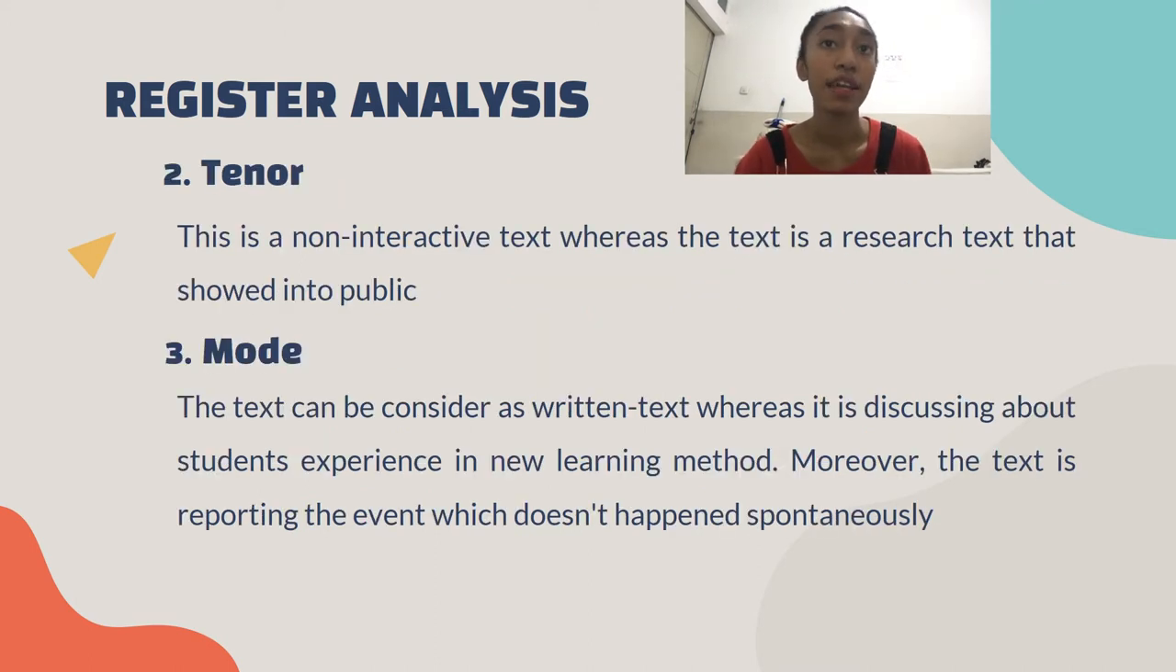Second is tenor. This is a non-interactive text, whereas the text is a research text that is shown to the public. And then the last one is mode. The text can be considered as a written text, whereas it is discussing student experience in a new learning method. Moreover, the text is reporting an event, which doesn't happen spontaneously.